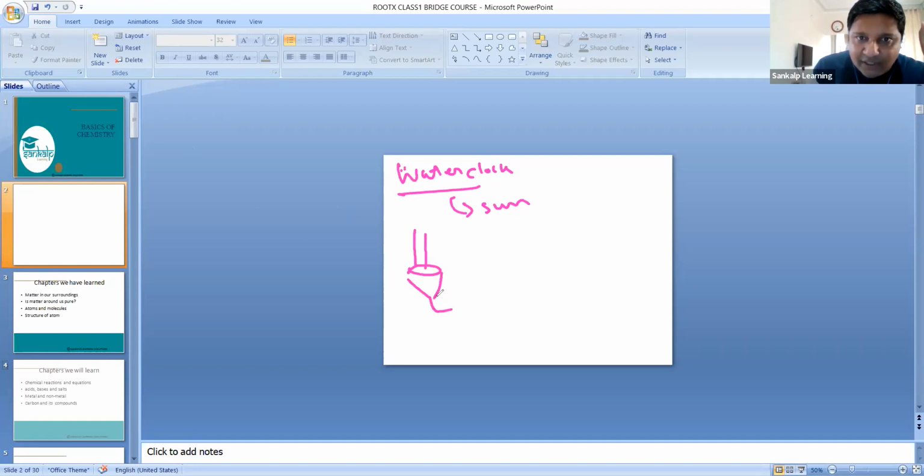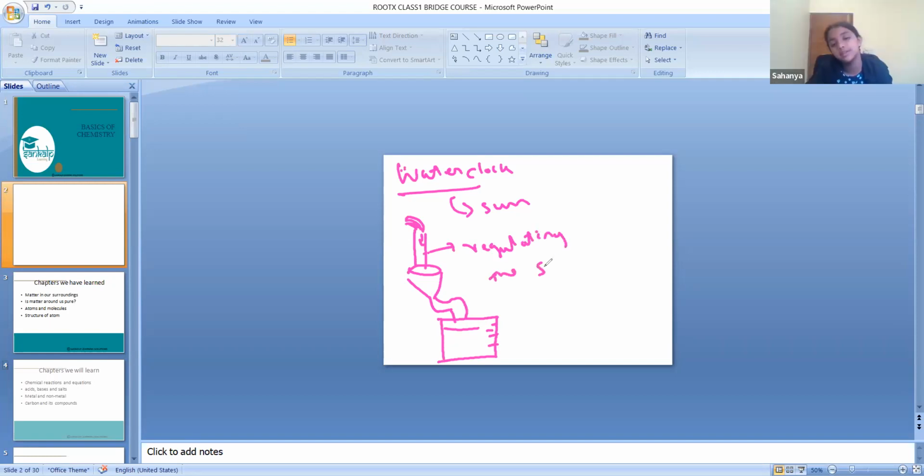To this funnel they have connected a tube, and this tube is again connected to another tube. In a water clock, the water flows through channels: first through the pipe, then through the funnel, and then it gets collected. Some readings are made on the tube which is collecting the water. Here they are regulating the speed of the water.